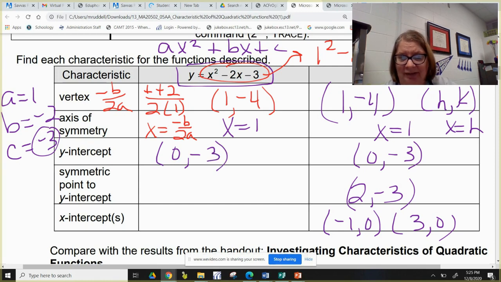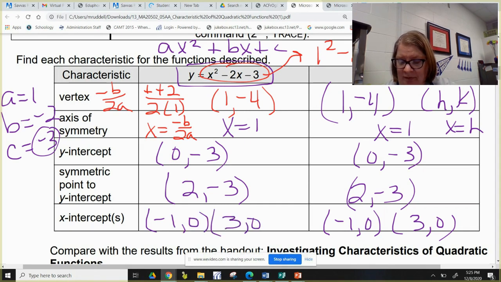Are you noticing anything about these two equations? The vertex is the same. The axis of symmetry is the same. The y-intercept is the same. Guess what? The point symmetric to the y-intercept is the same, and the x-intercepts are the same. Okay. How do you find the different characteristics of a quadratic function from the two different forms of the equation? You either use the a, the h, and the k, or use the a, b, and c to find these parts.